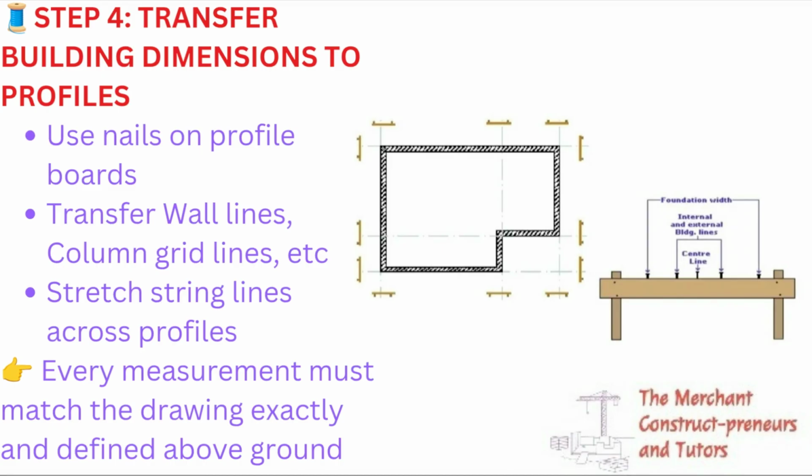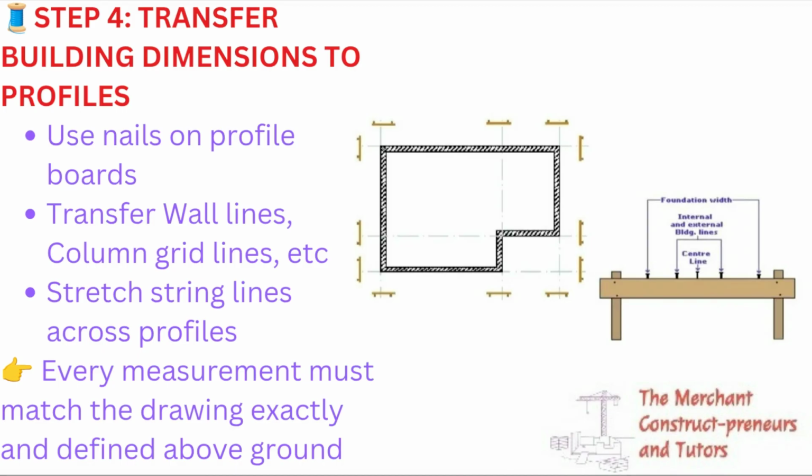So you are using a nail on the profile boards, then you're now transferring either column lines, wall lines, or any important detail that is at that foundation level, right? And also you stretch the string lines across the profile. When I talk about stretch the string lines, you connect the lines. There is the rope. Let me use the word in case most people don't understand what I mean by line. The rope, just tiny string, right? So every measurement must match the drawing exactly and defined above ground.